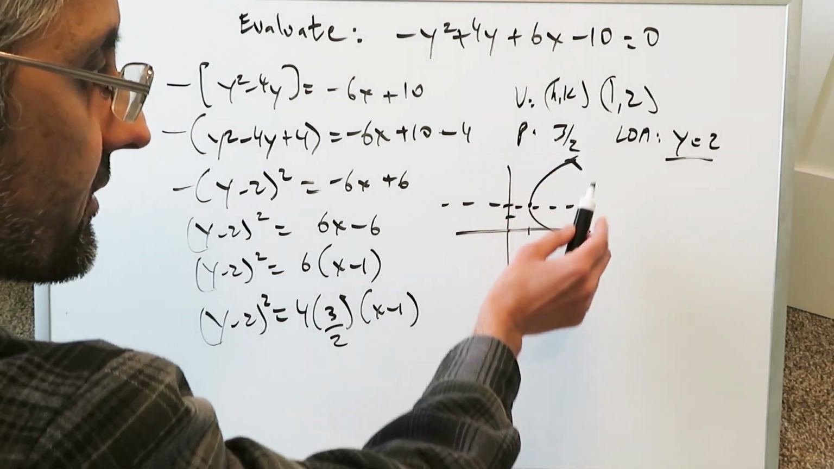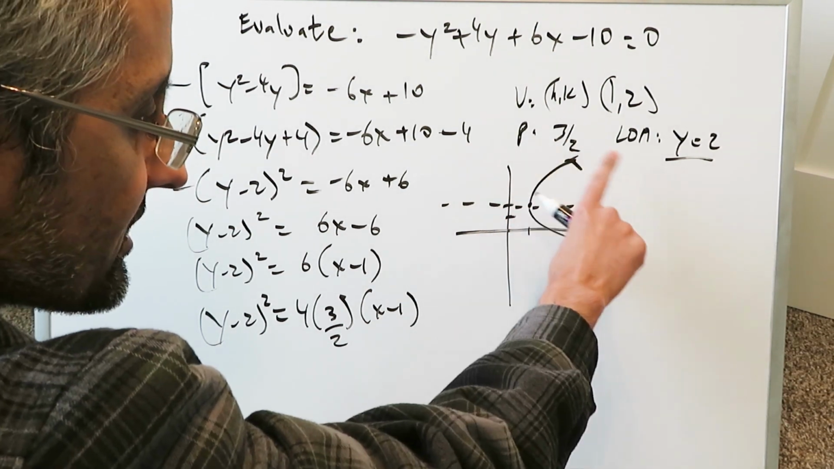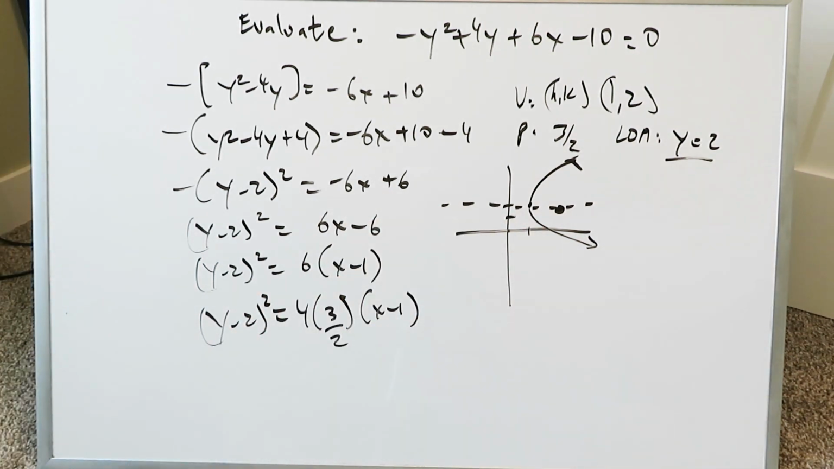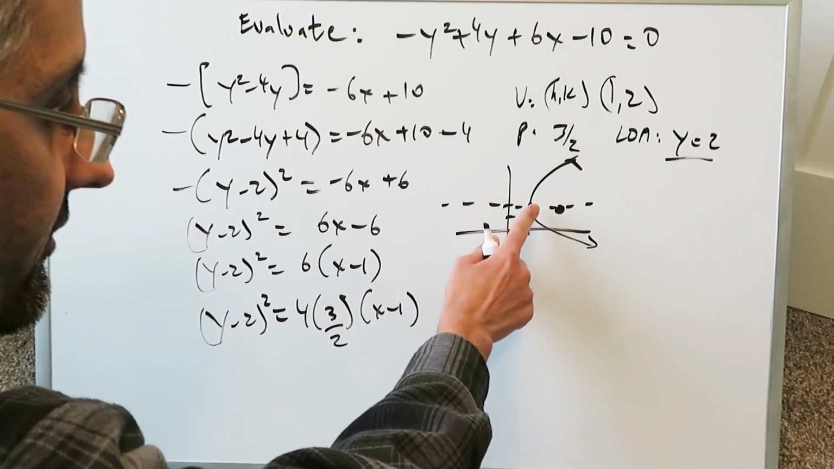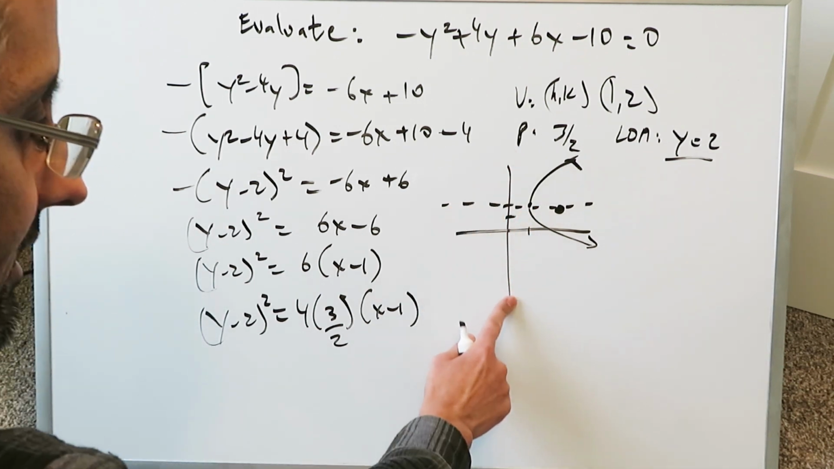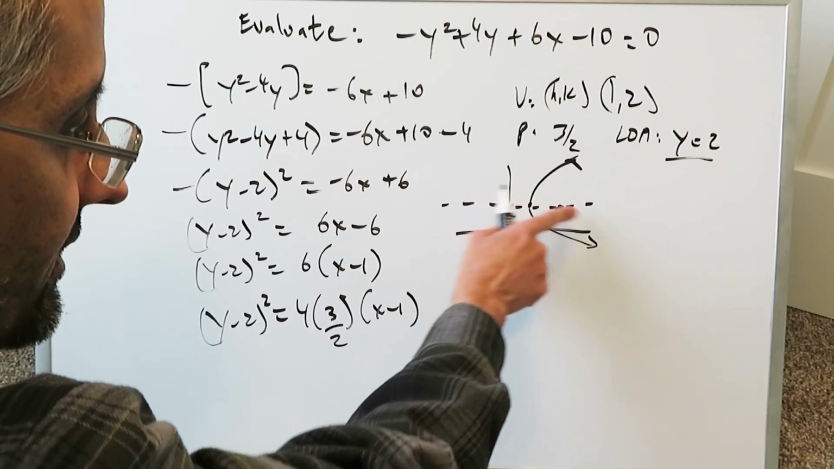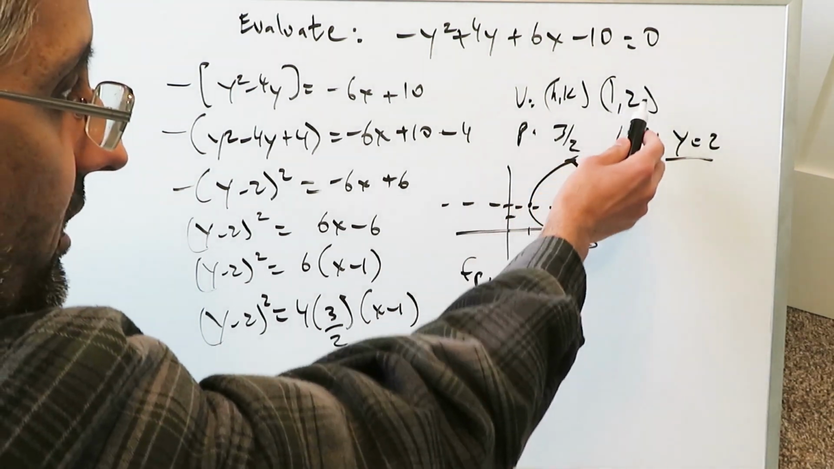Because the p value is 3 over 2, we know the focal point must be within the U, within the curve of the parabola. The directrix must be on the opposite side and an equal distance away. The focal point must be an equal distance away from the vertex, as is the directrix. So let's do the focal point determination. The focal point is this way towards the right from 1 comma 2.